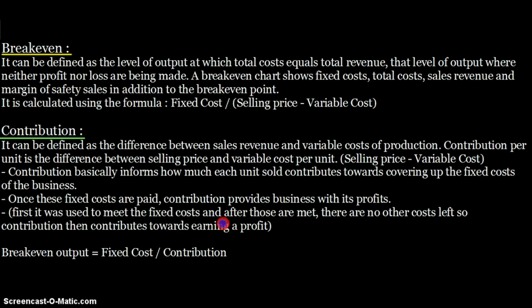So first contribution is used to meet fixed costs, and after those are met, there are no other costs left. So contribution then contributes towards earning profit. Now some of you might ask, how are there no other costs left? We also have variable cost. Well, variable cost is included in contribution. Contribution is basically selling price minus variable cost, so variable cost is already covered in contribution. Fixed cost was not covered, but contribution eventually covers that. First it meets the fixed cost, and after that there are no other costs left to cover, and hence contribution contributes towards earning a profit.